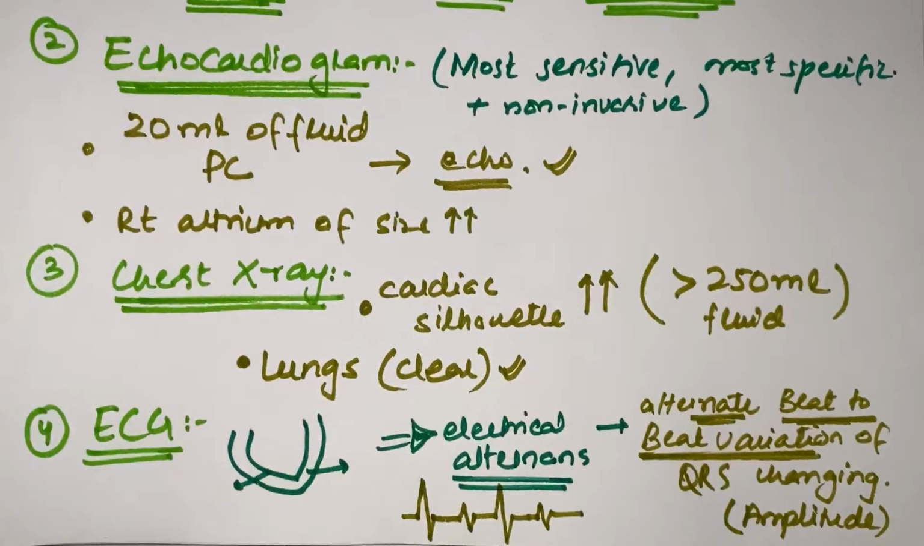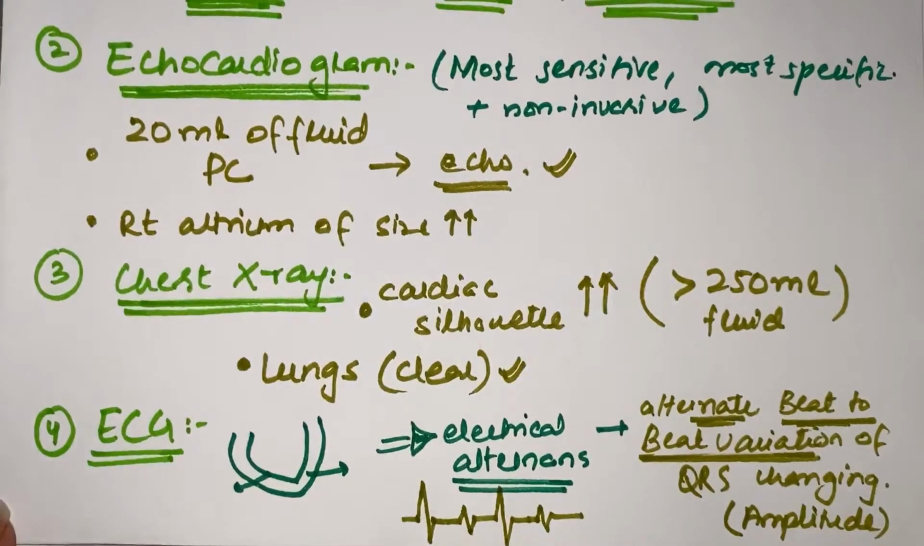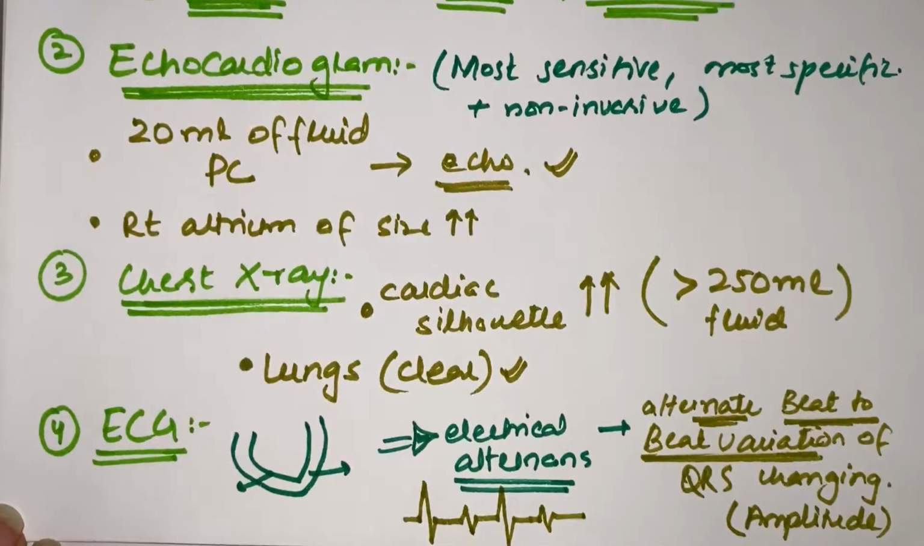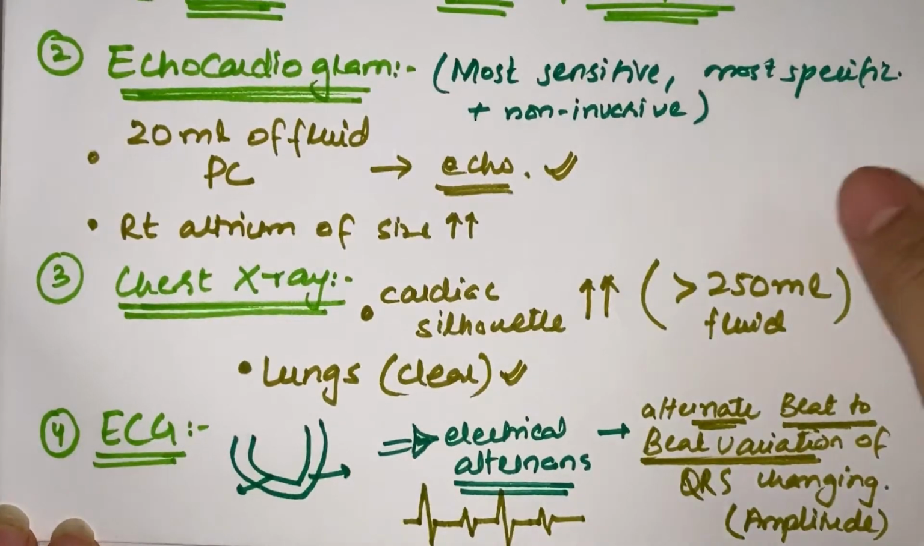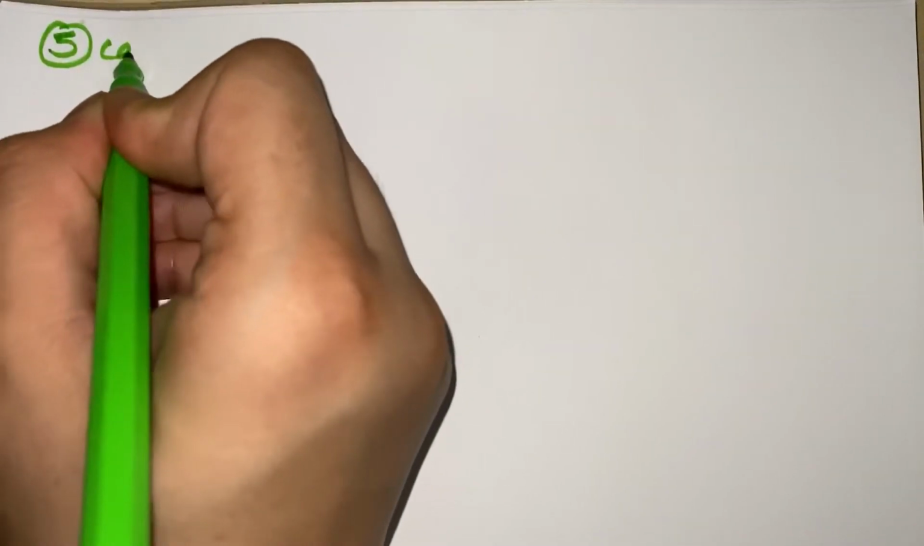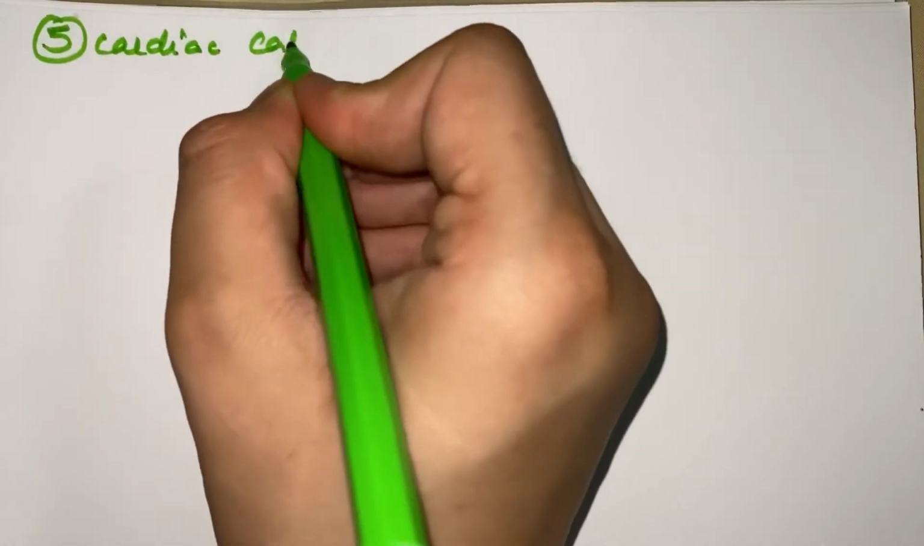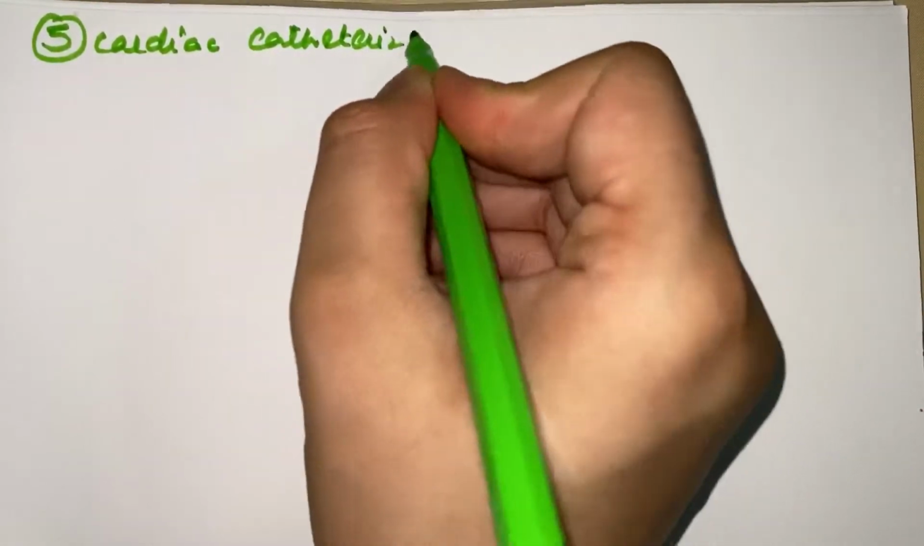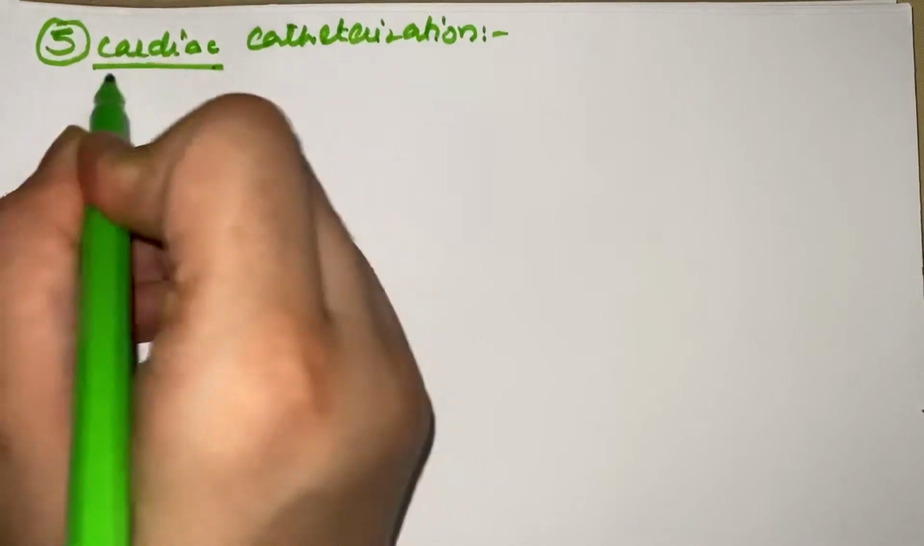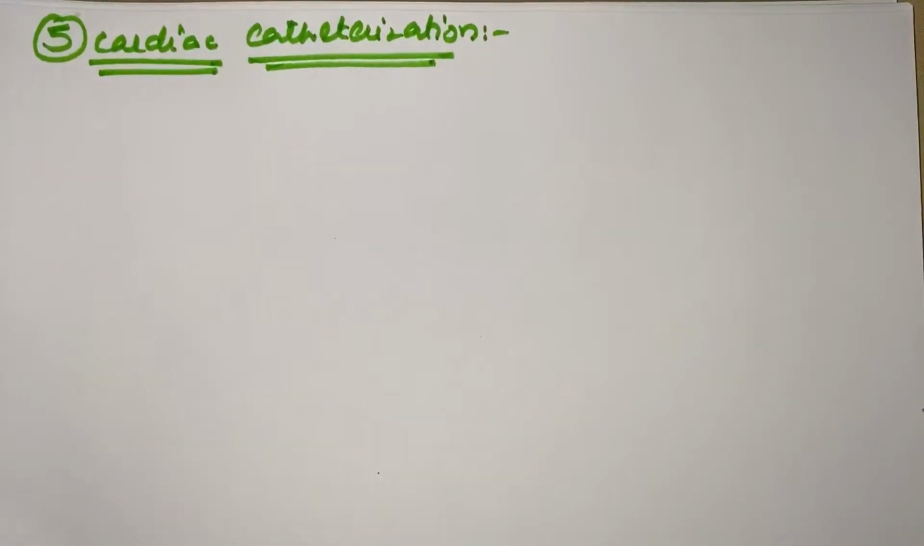But again, for the diagnosis of cardiac tamponade, we can't completely rely on ECG because of course it doesn't give characteristic findings. Moving on to our last modality, which we can use, that is cardiac catheterization. Now we know that cardiac catheterization is an invasive procedure, but it gives us very important findings. So the fifth finding is cardiac catheterization. Now what we do in this technique is basically we find out the pressure within the cardiac chambers.